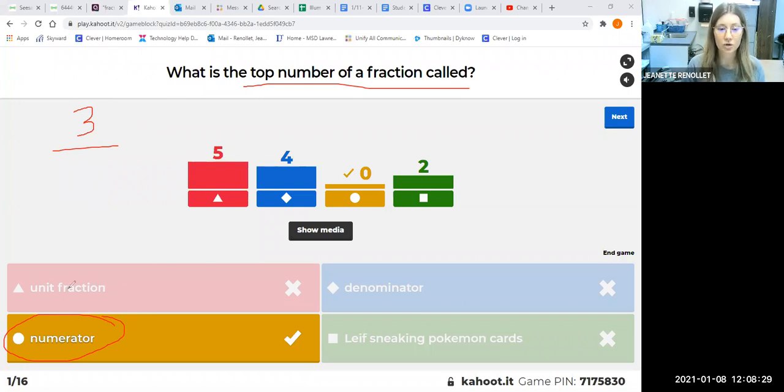Okay, a lot of us chose unit fraction. A unit fraction is any fraction that has a numerator of 1. It could be 1/2. It could be 1/3. Okay, let's keep going.